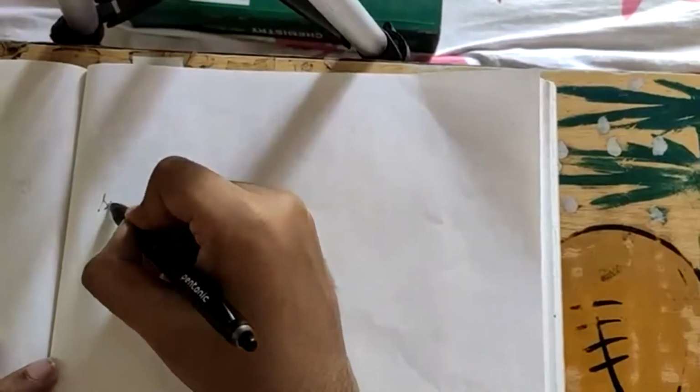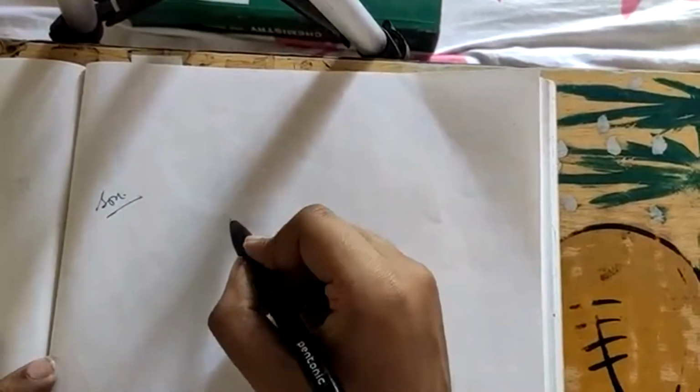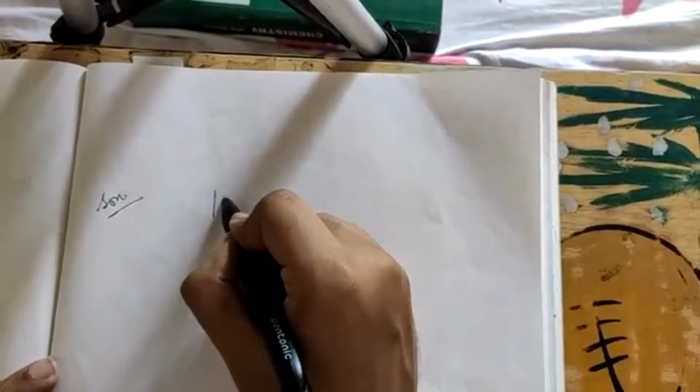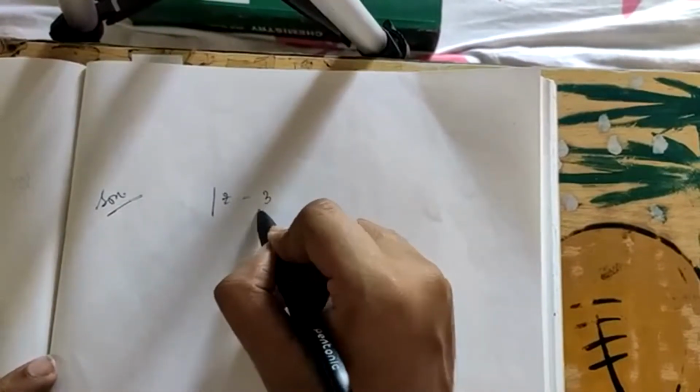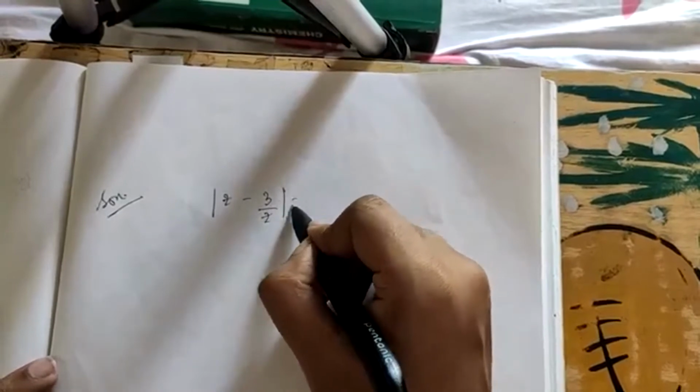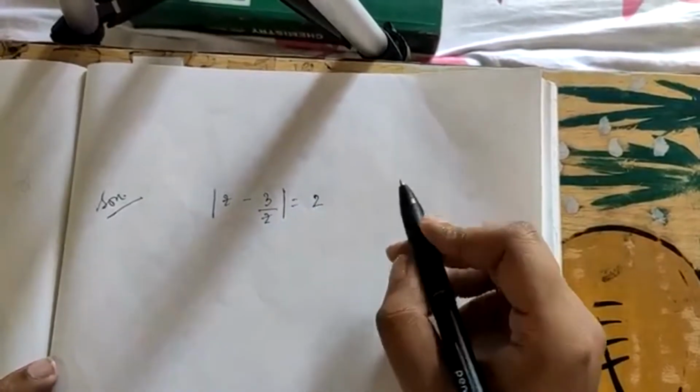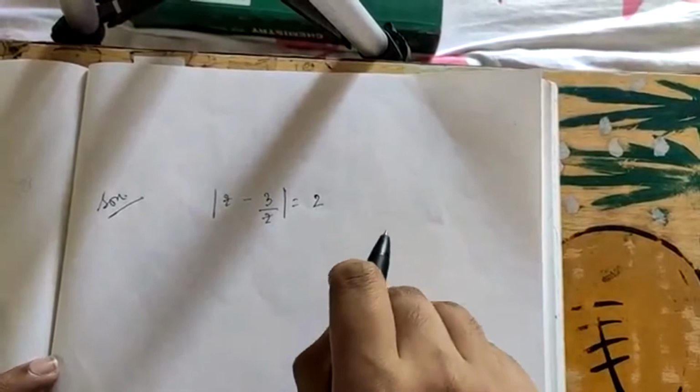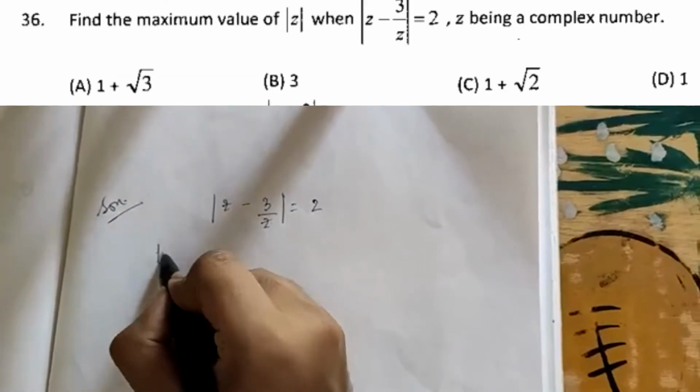So the next question is question number 36. Question number 36 is actually a very interesting one. |Z - 3/Z| is equal to 2, it's given. Then they are asking me the maximum value of mod Z. Okay, so the maximum value of mod Z.